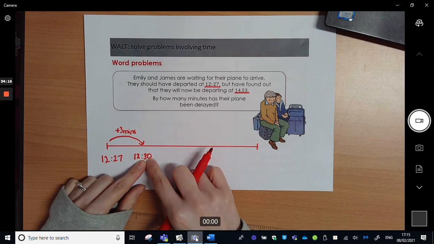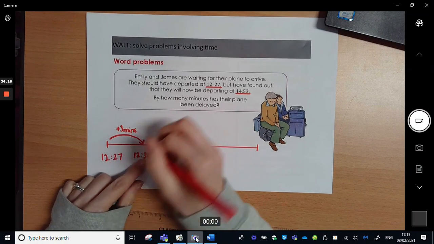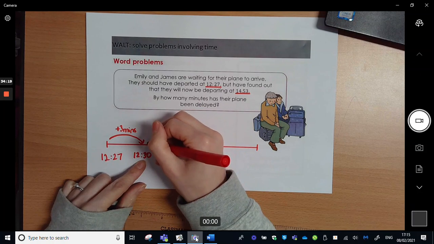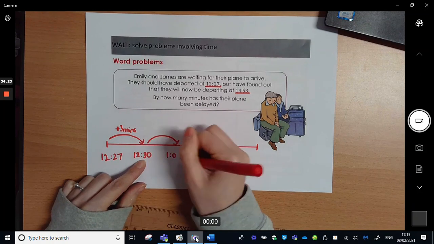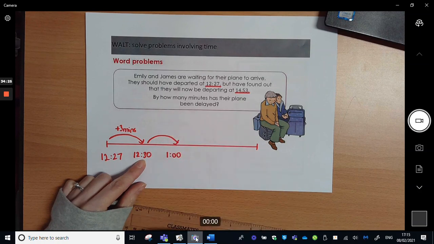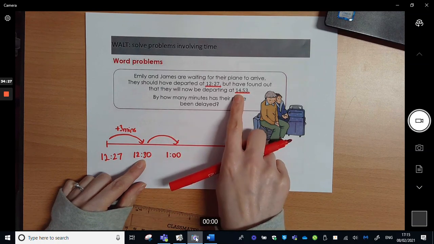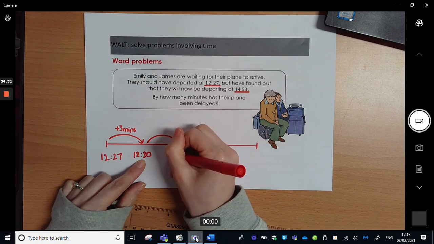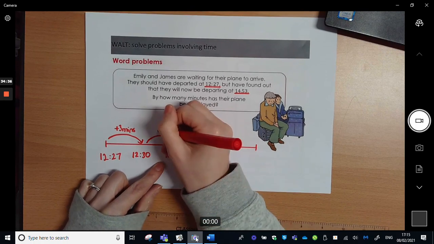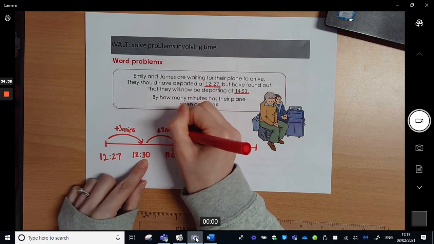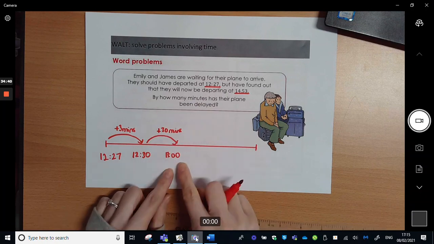So I'm going to go to the next hour, so that's nice and clear for me. So 12:30, the next hour is going to be 1 o'clock. Oh, I've just realised it shouldn't be written as 1 o'clock. It should be in 24-hour time, so 1 o'clock is 1300. So I've added on 30 minutes there to get from 12:30 to the next hour.